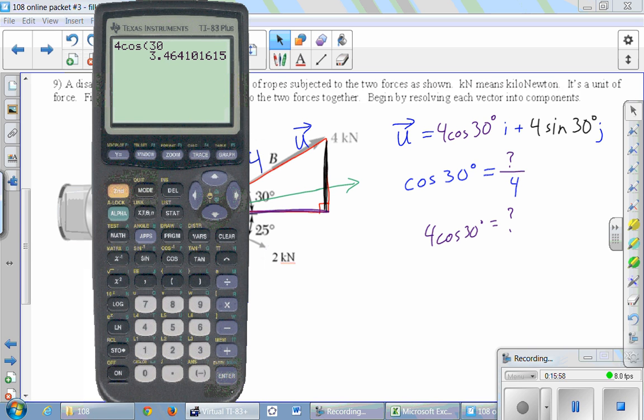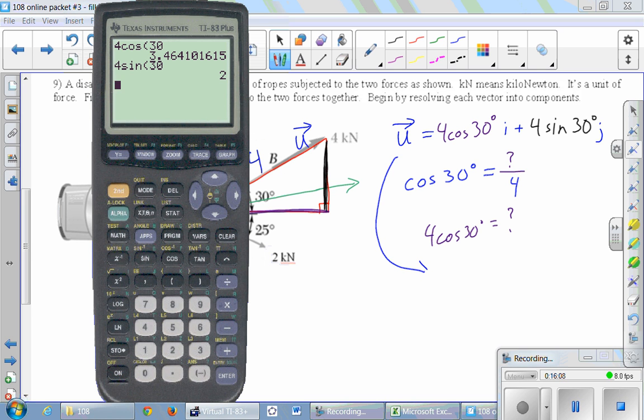We'll get that decimal, and we'll be really silly and type this in, even though we know sine of 30 is a half, so that should be 2. Okay, so those are our components. So that means that vector u, with the arrow over it, is approximately 3.464i plus 2j.